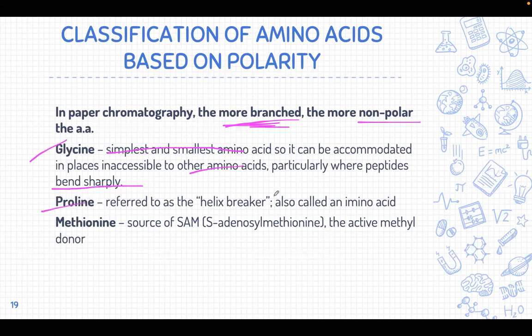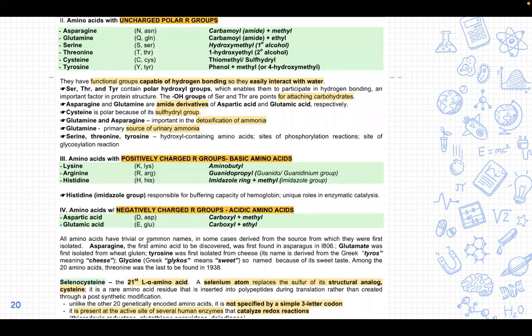Next, yung proline. Ito yung tinatawag natin na helix breaker, also called an imino acid, and then the methionine, source of your SAM, the active methyl donor. Ito naman yung mga examples ng ating amino acids with uncharged polar R groups. Bahala na po kayong gumawa ng mnemonics, paano siya kabisaduhin. And they have functional groups capable of hydrogen bonding, so they easily interact with water.